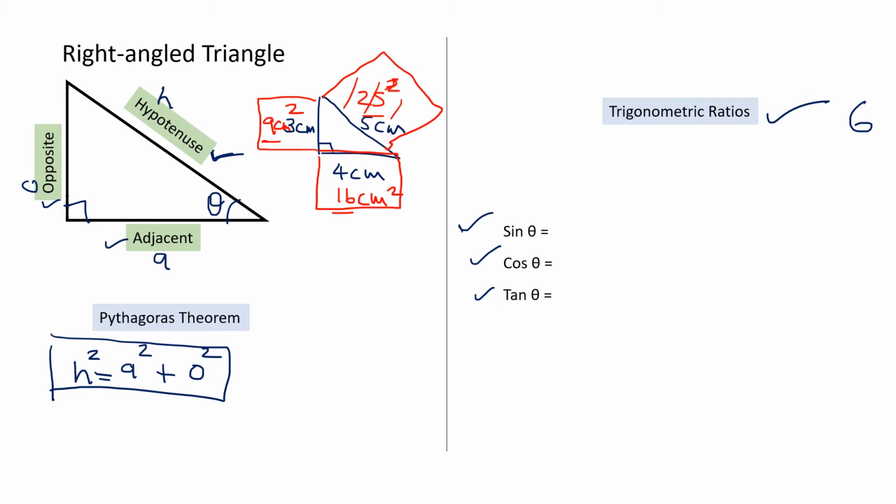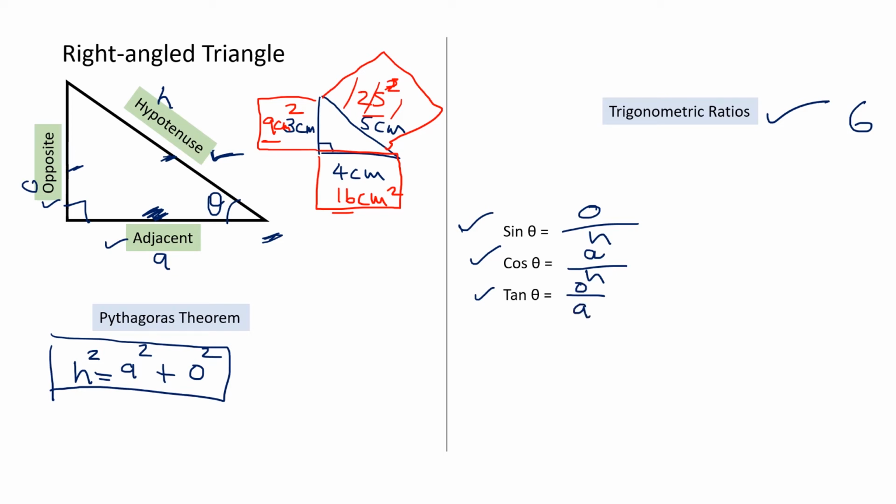If you still refer to this image, sine theta, the ratio between the opposite side and hypotenuse is called sine. So sine theta is equal to opposite divided by hypotenuse. Similarly, the ratio between the adjacent and hypotenuse is called cos theta. So A over H. The ratio of opposite over adjacent is called tan. So opposite over adjacent.